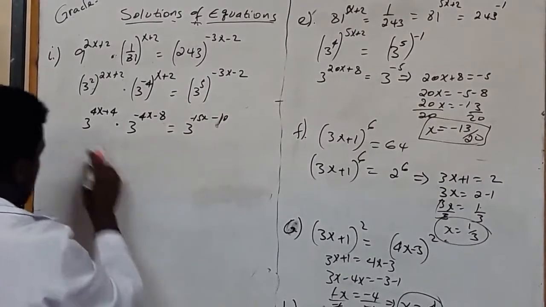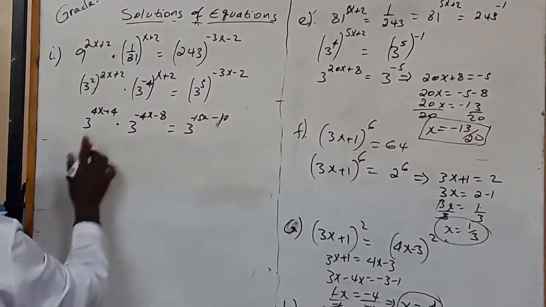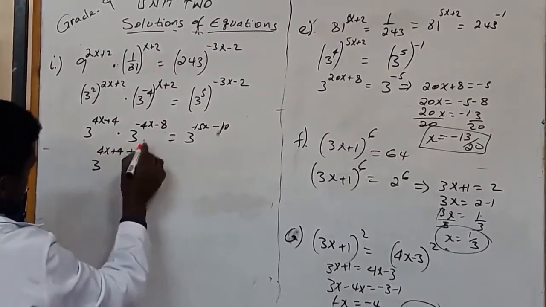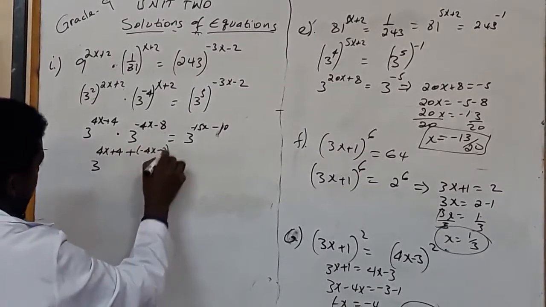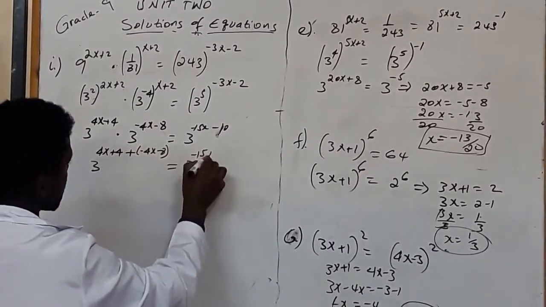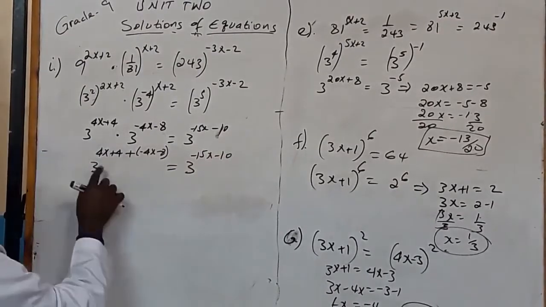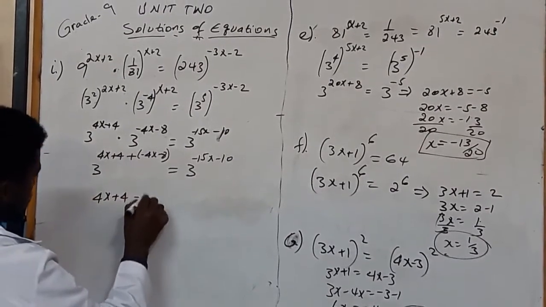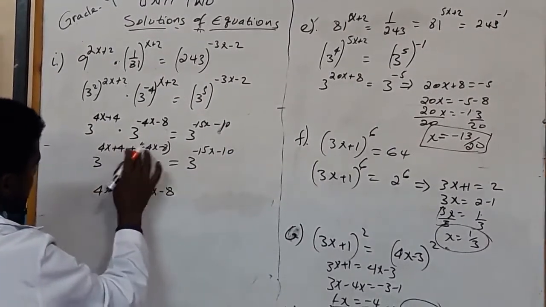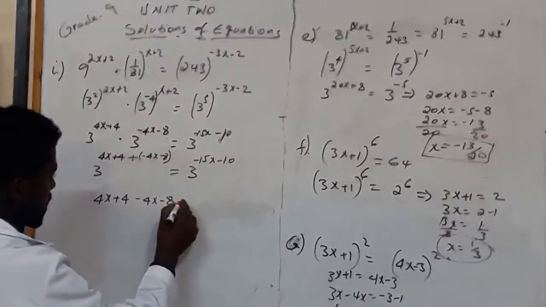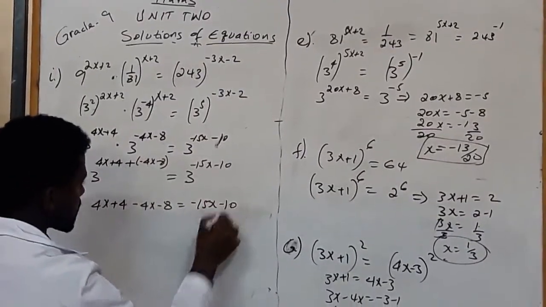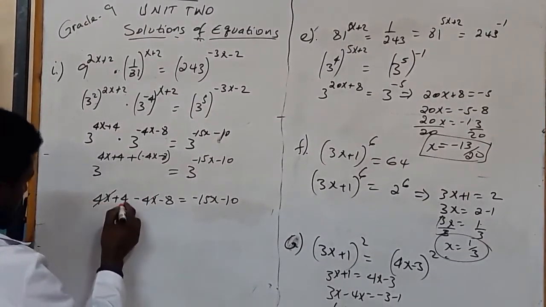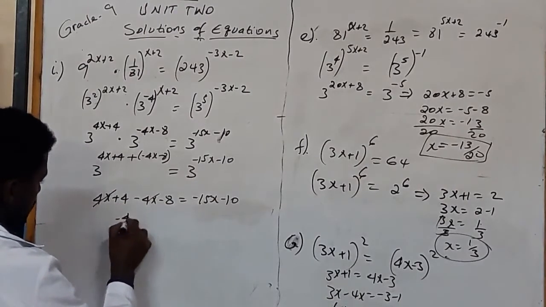Now this is the case of multiplication, right? So 3 to the power of 4x plus 4 plus negative 4x minus 8, because the bases are multiplied, is equal to 3 to the power of negative 15x minus 10. Therefore, now the bases are the same, right? So it becomes 4x plus 4 minus 4x minus 8, plus times minus is minus always, is equal to negative 15x minus 10. Now 4x minus 4x is what? 0, right? Negative 4 minus 8, negative 4, is equal to negative 15x minus 10.